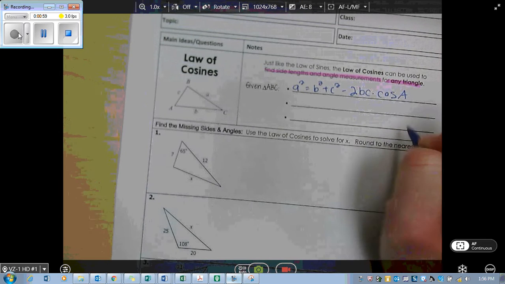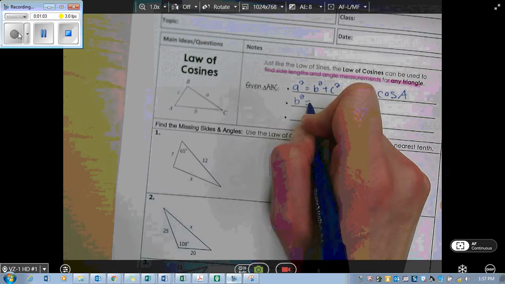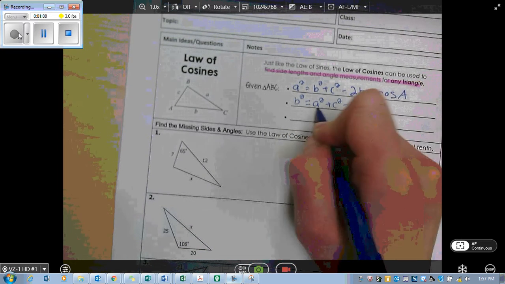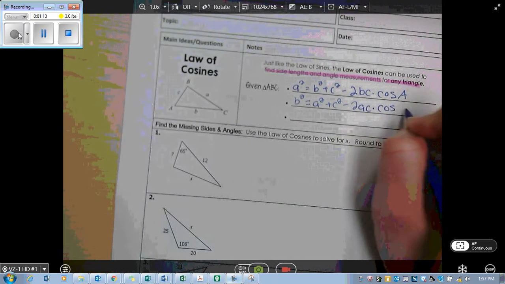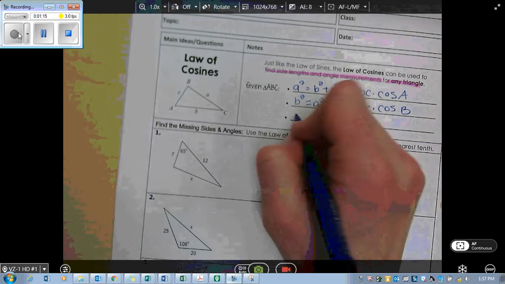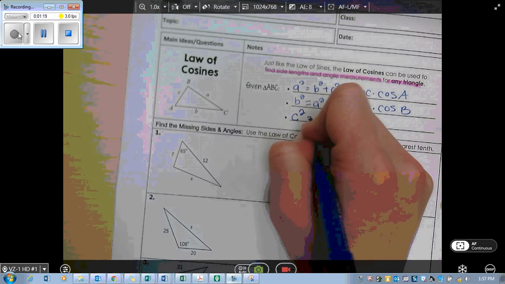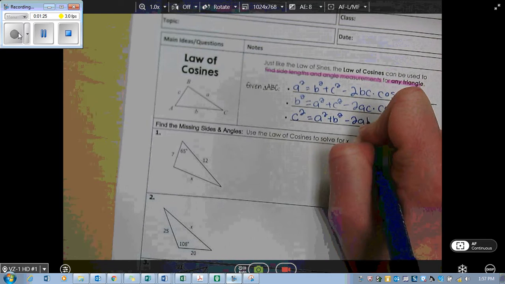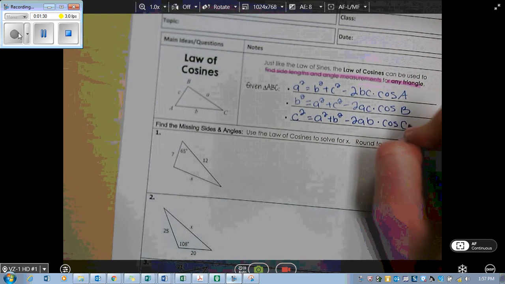angle A. Likewise, if I'm trying to find side B or reference angle B, I'm going to say B squared is equal to my other two sides, A squared plus C squared minus 2, these non-isolated sides, AC times cosine of reference angle B. And if I'm trying to find side C or reference angle C, C squared is equal to A squared plus B squared minus 2, my two non-isolated sides, AB, times cosine of reference angle C.